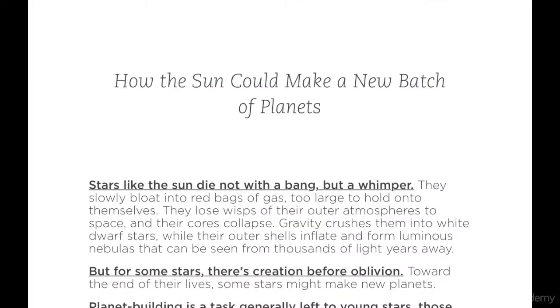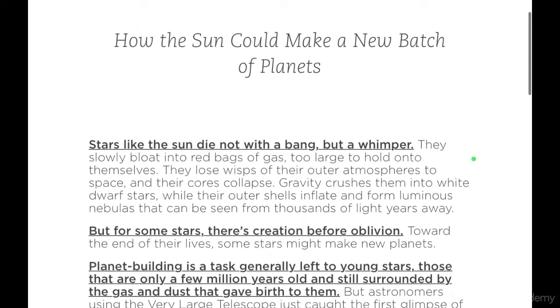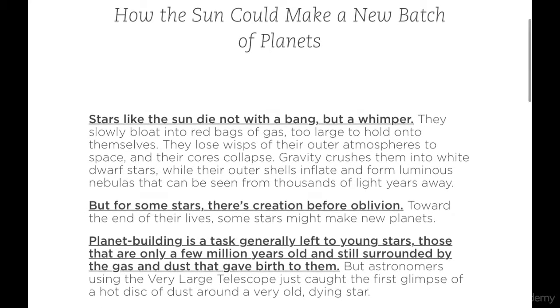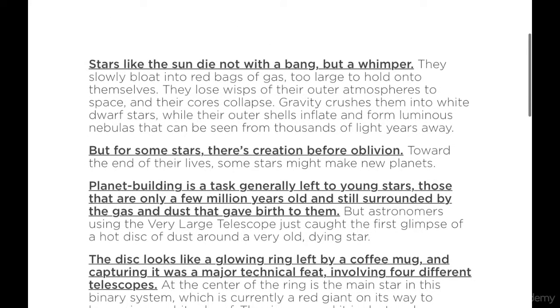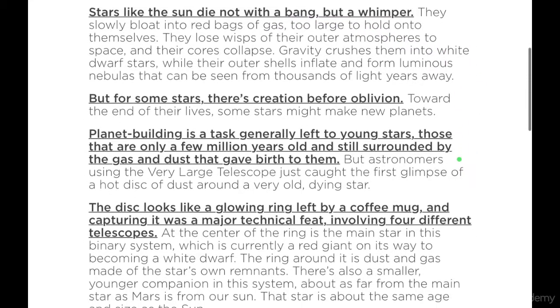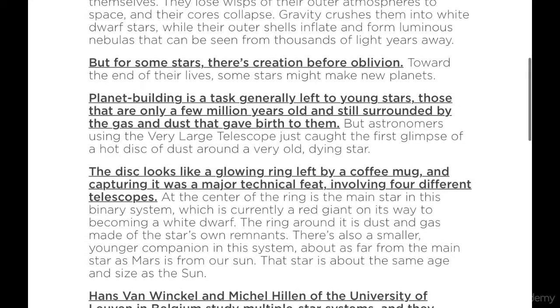Let's look at the real example of what I'm talking about. I copied this article from the Atlantic website, How the Sun Could Make a New Batch of Planets, that we've talked about earlier. I already underlined all the first sentences of each paragraph for you, to see them better and more easily. Stars like the sun end not with a bang but with a whimper. But for some stars, there is creation before oblivion.